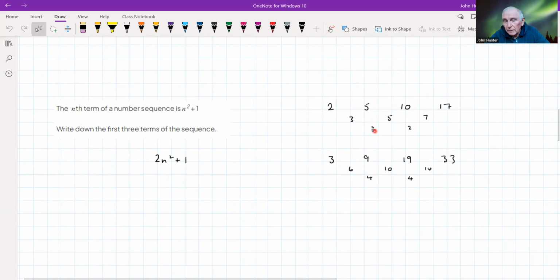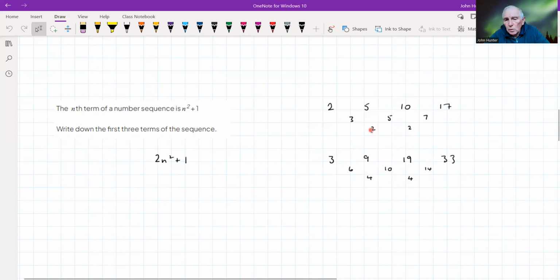it's not linear. But if we take the differences of the differences, so let's have a look at the difference between these two, these two and these two. That's 2 and 2. So that tells us we're basically dealing with a quadratic sequence, and the 2 actually means that we've got an n squared term. We're basically halving the 2, and it tells us we've got an n squared term.